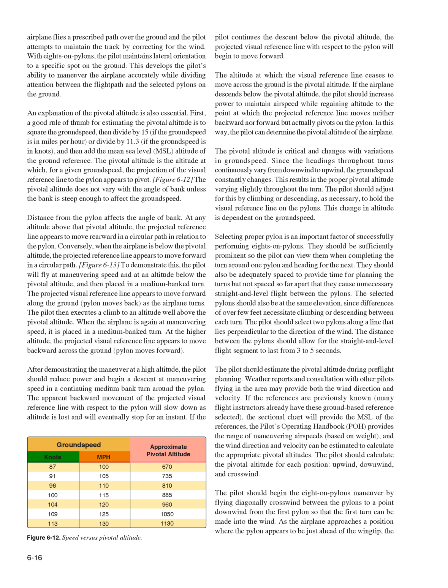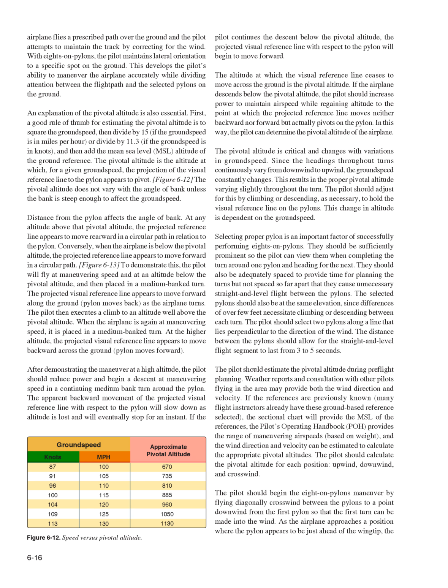Weather reports and consultation with other pilots flying in the area may provide both the wind direction and velocity. If the references are previously known, many flight instructors already have these ground-based references selected. The sectional chart will provide the MSL of the references. The pilot's operating handbook, POH, provides the range of maneuvering airspeeds, based on weight, and the wind direction and velocity can be estimated to calculate the appropriate pivotal altitudes. The pilot should calculate the pivotal altitude for each position, upwind, downwind, and crosswind.